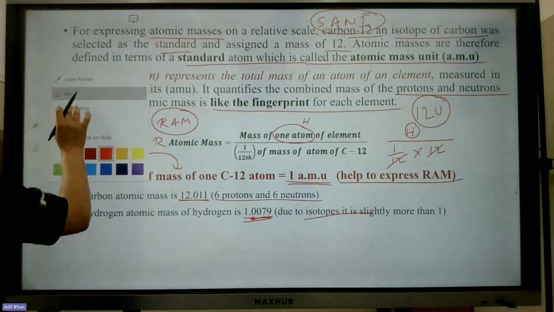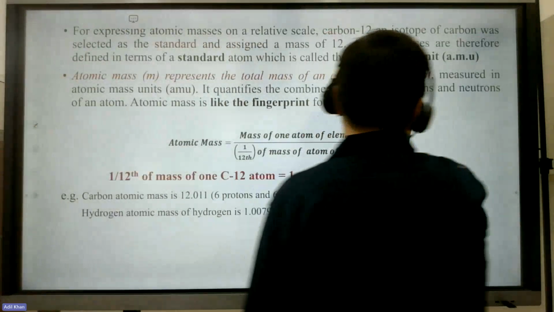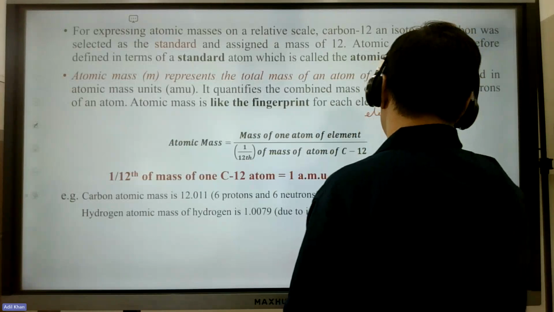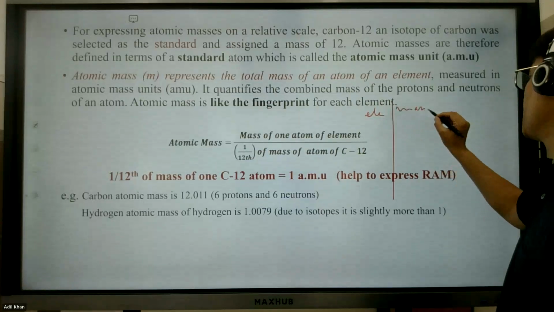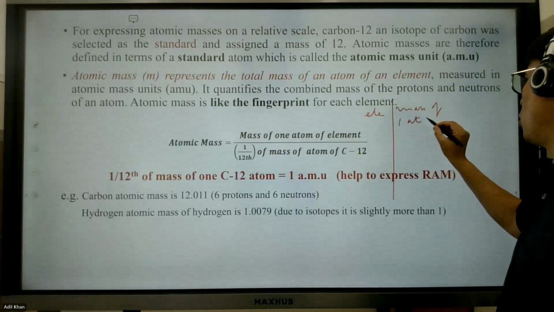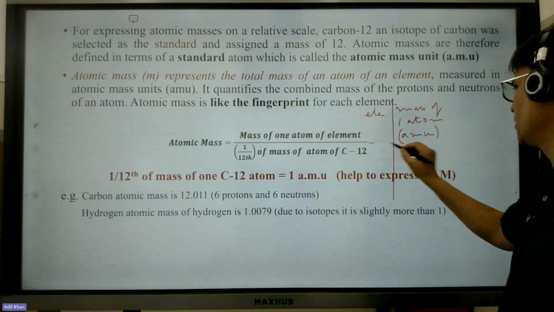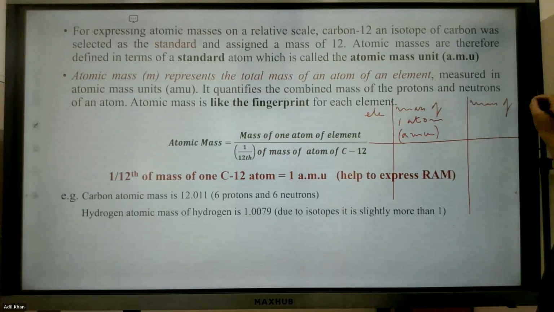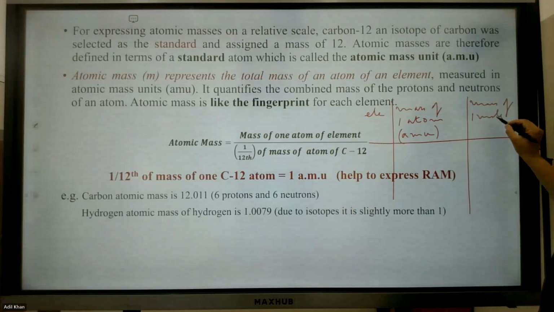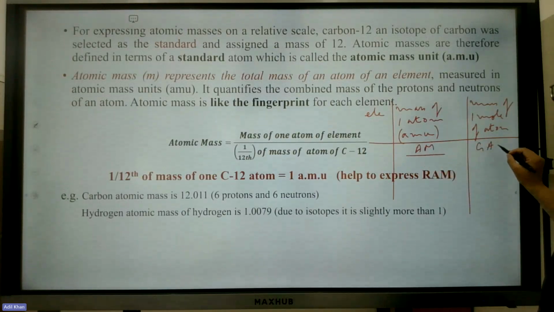Now let me give you one more concept here. Initially I thought to avoid it, but I feel now you can understand. For example, this is my element. Consider it to be element ELE. And here I am writing mass of one atom, which is represented in AMU, atomic mass unit. My third column is mass of 1 mole of atom. And this is known as atomic mass. This is known as gram atomic mass.